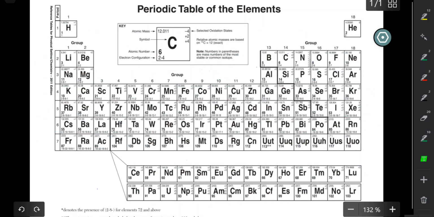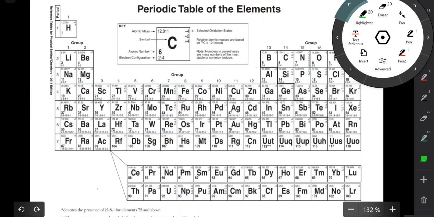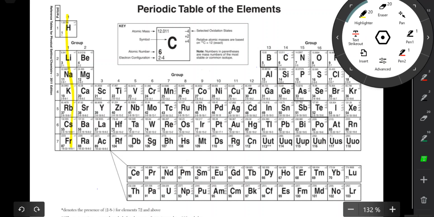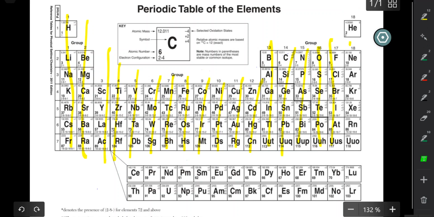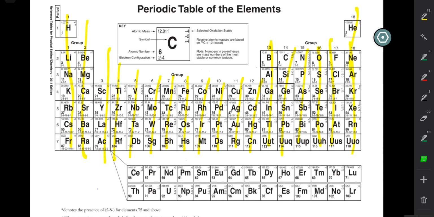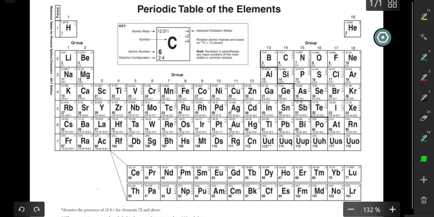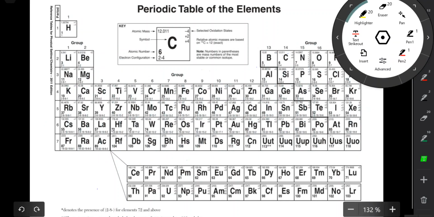Now you have the groups. Here are the groups. 1, up and down, 2, 3, 4, 5, 6, 7, 8, 9. There are a total of 18 groups on the periodic table. All right. Now, the types of elements.